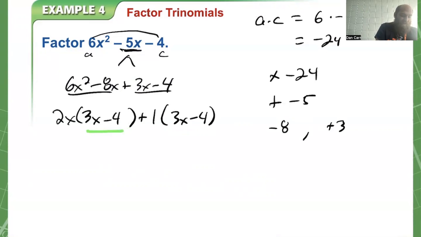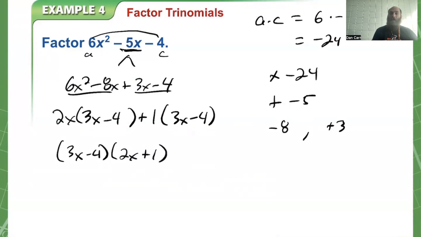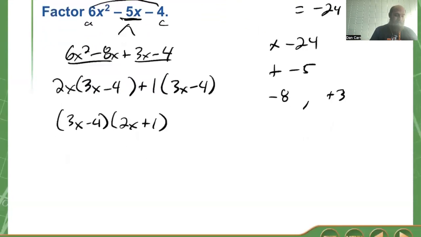Okay, the key here is these match up. Since they match up, we can do this. We're basically factoring out 3x minus 4 from everything, and I'm going to be left with 2x plus 1. This is the factor by grouping method, and it starts off with A times C. I like this way because sometimes it's a little bit longer, but you can always get to the correct answer without having to do any guessing.